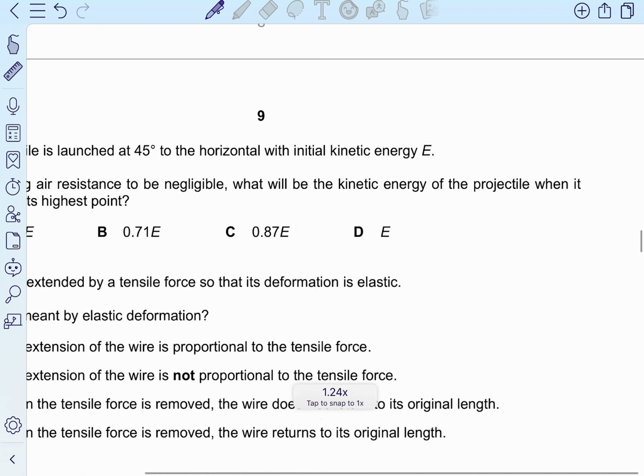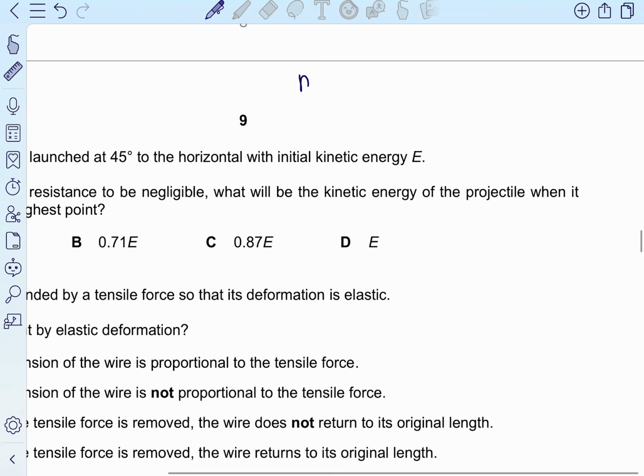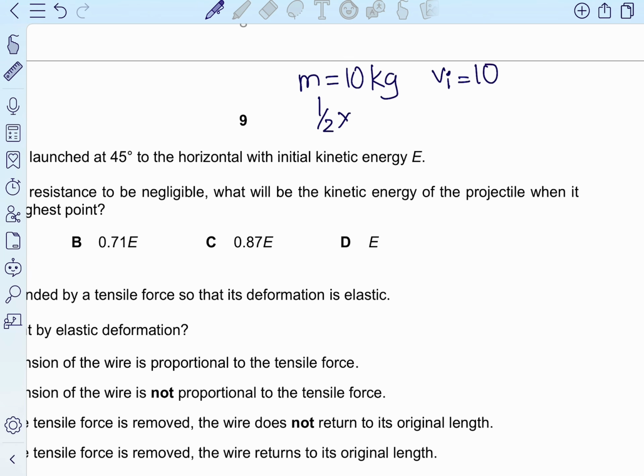So for example, let's say the projectile has a mass of 10 kg, and the initial speed is also 10. So the initial velocity is 10. What's the initial kinetic energy? Half into 10 into 10 squared. 10 squared is 100, into 10 would be 1000, into 0.5. That gives me 500. Okay.